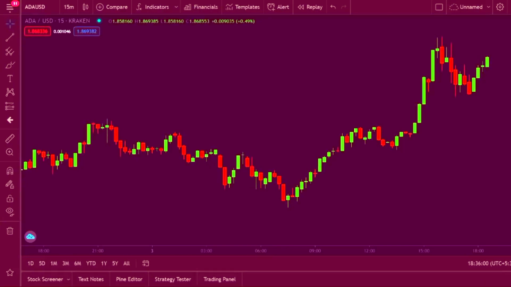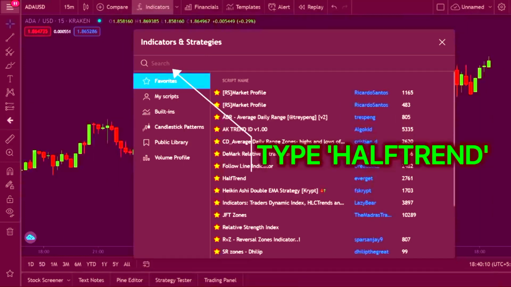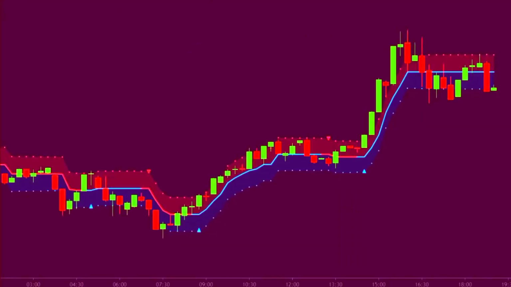First, open up a chart on TradingView. Then click on the indicators button. A small window like this will appear. Then type in half trend in the search bar. Now click on the first indicator. Make sure that the name of the creator is Everget. Now you have successfully plotted the indicator. This is how the indicator will look.